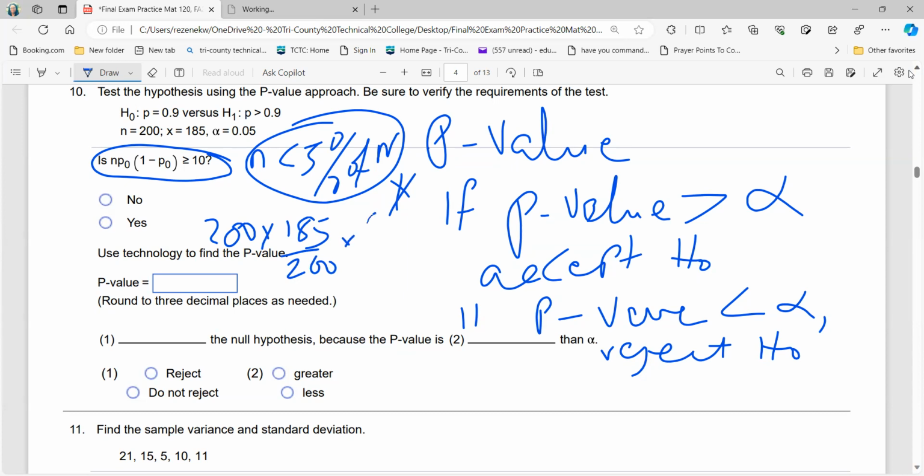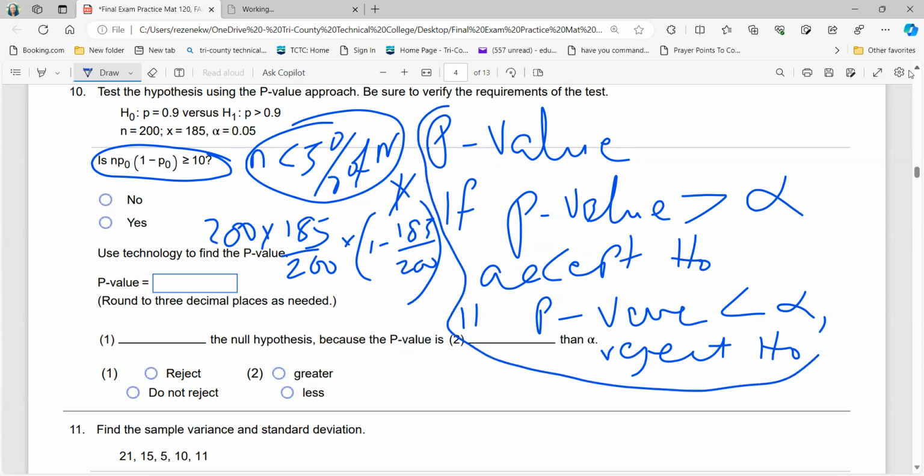The failure is 1 minus 185 over 200. Because I'm using my calculator, I don't really have to simplify all this. I will quickly go to my calculator and put it in. But what kind of test am I doing, by the way? We already were told that it's a right tail test. So this is a right tail test, and I can draw a normal curve and show the rejection region.